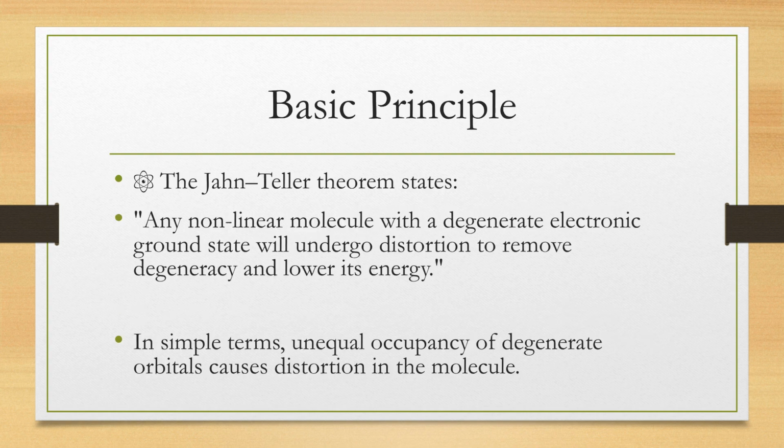The Jahn-Teller theorem states that any nonlinear molecule with a degenerate electronic ground state will distort to remove degeneracy and lower its energy. In simpler terms, unequal occupancy of degenerate orbitals causes molecular distortion.